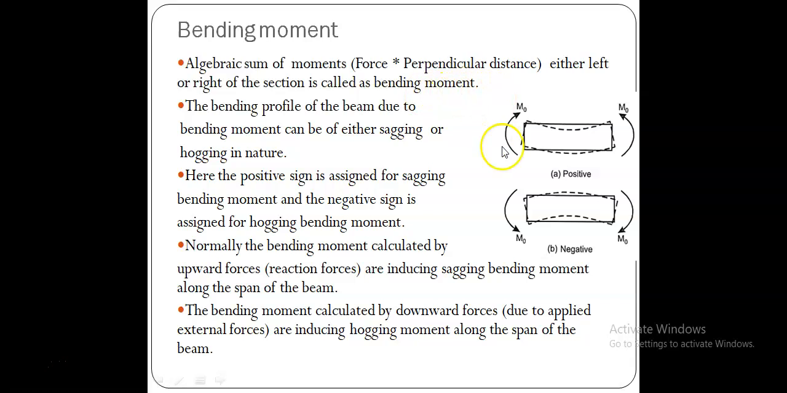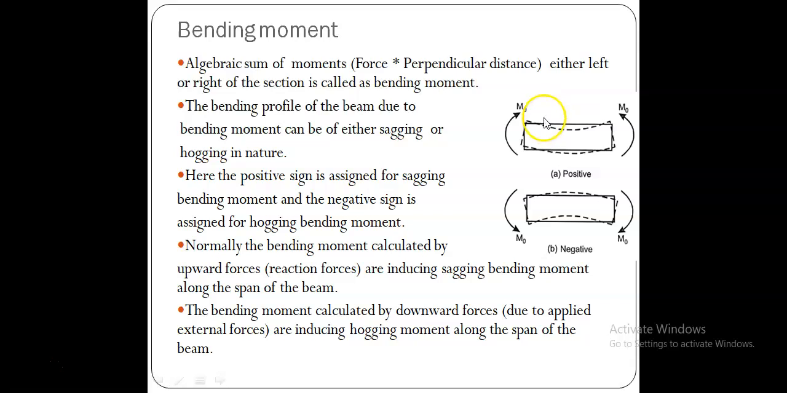If we take any beam, suppose this one is a beam of span L, throughout this beam may be subjected to different magnitudes of bending moment. Suppose I want to know the bending moment at this point or this section, I can calculate it by making an algebraic sum of moments either left or right of this section.